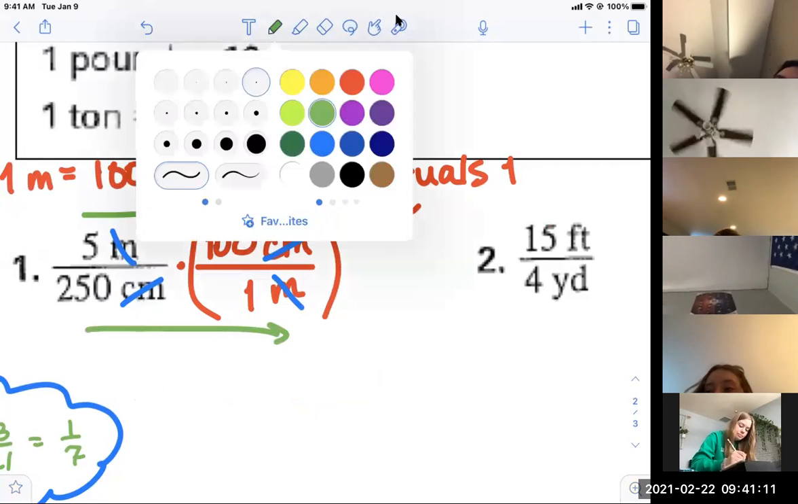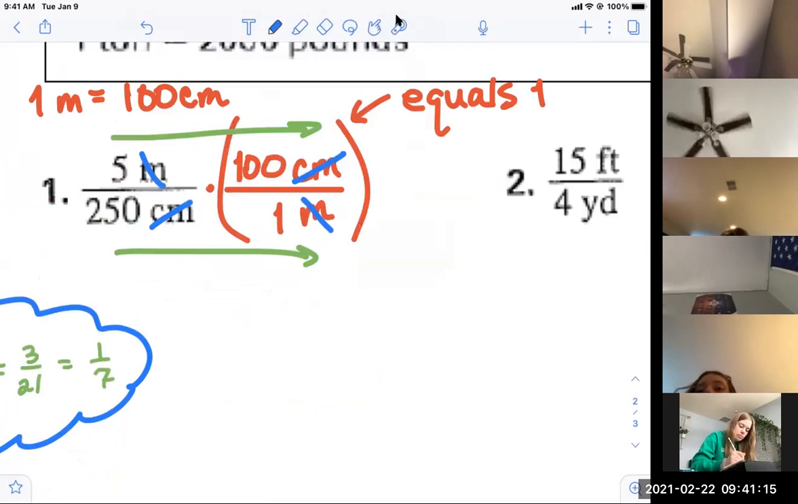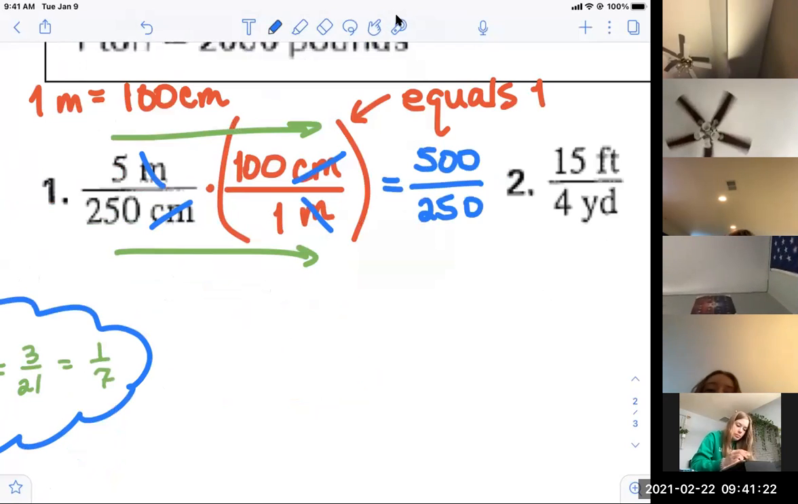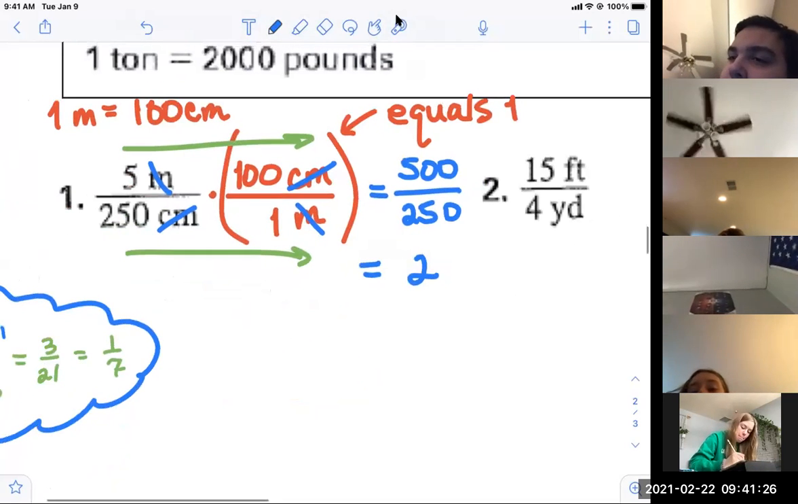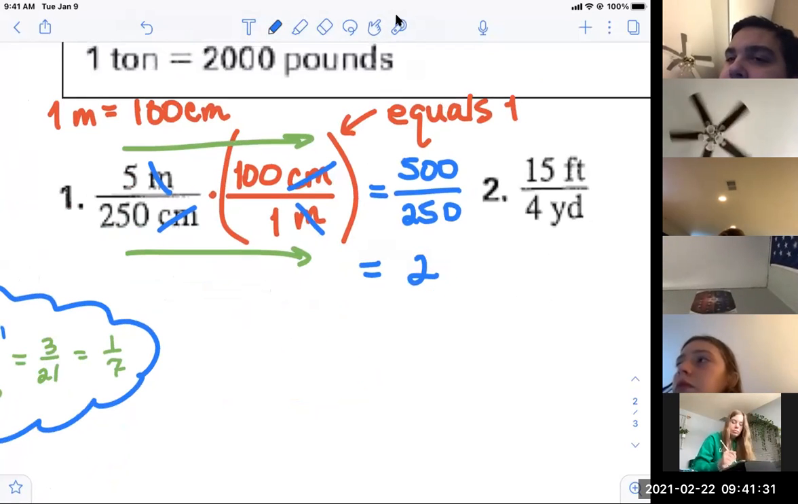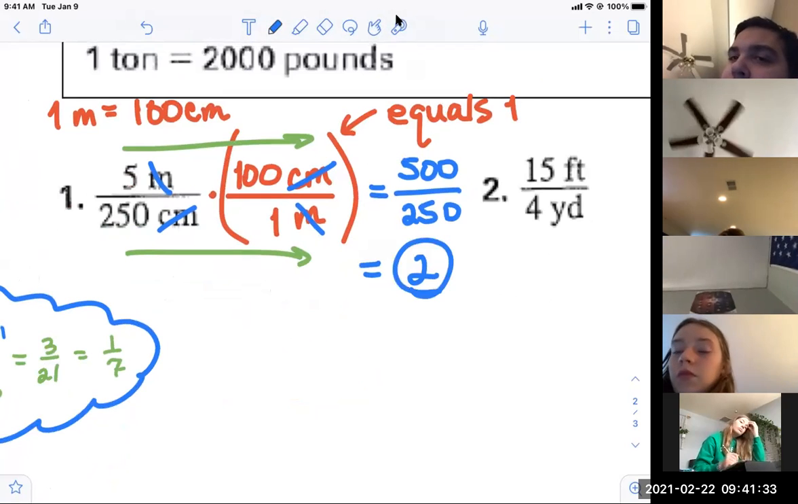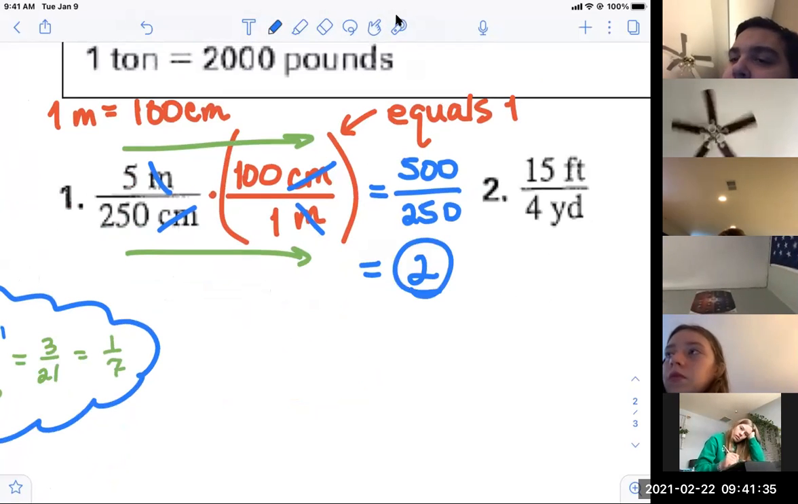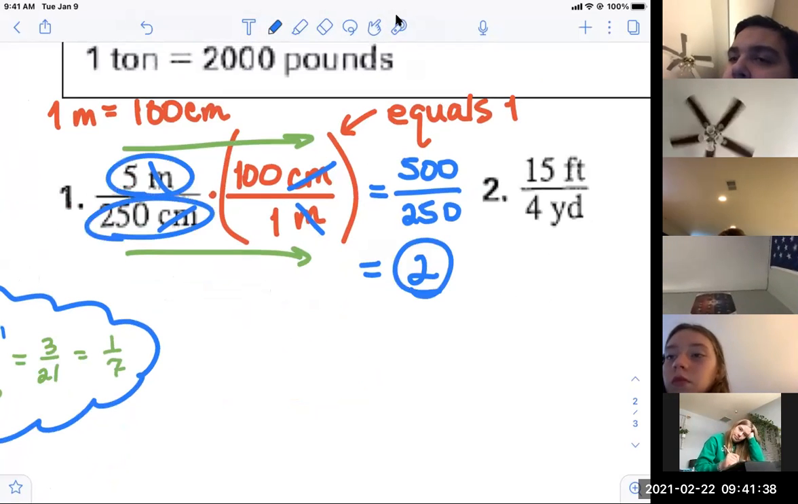I'm not going to do any simplifying yet, just because I don't want too much going on here. But on the top, we'd have 500, and on the bottom, we'd have 250. And so that'll equal 2. And there should not be a label on this, okay, because we converted it using a common conversion there. That means the ratio is 2. When you compare the length of 5 meters to 250 centimeters, the ratio is 2, or 2 to what?